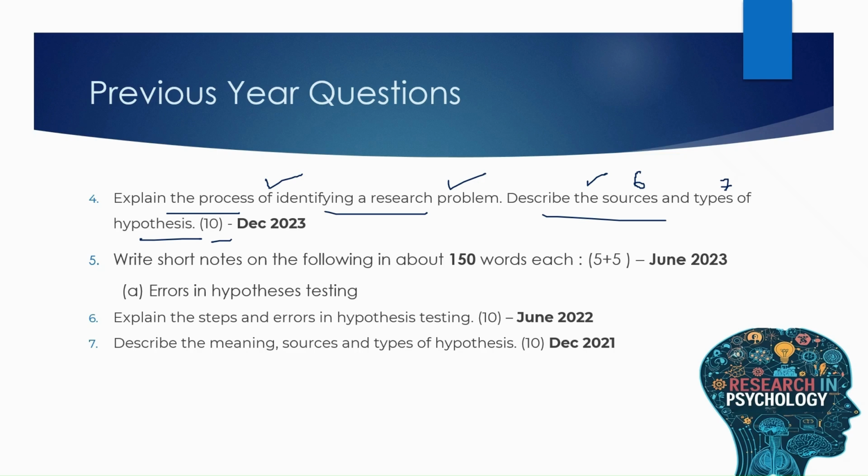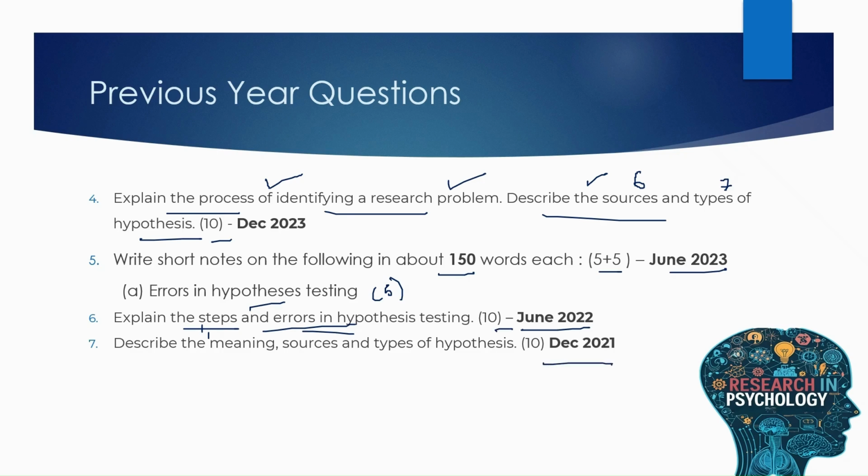Then in June 2023, we had a question. Write short notes on the following in about 150 words each. 5 plus 5 because there are generally 2 parts. So one part is just 5 marks. And the question is errors in hypothesis testing. Again, we have discussed 4 different errors. So you have to write 150 words on those 4 different types of errors. And in June 2022, we had: explain the steps and errors in hypothesis testing. Okay, same thing. All right. You have to write the steps first. We discussed 6 steps, right? And then 4 errors. You have to write all of that.